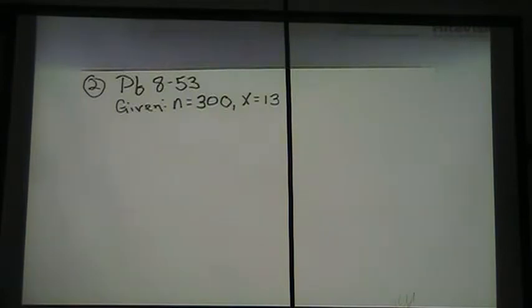Then part A, we are going to calculate a 95% two-sided confidence interval on the fraction of defective circuits produced by this particular tool.